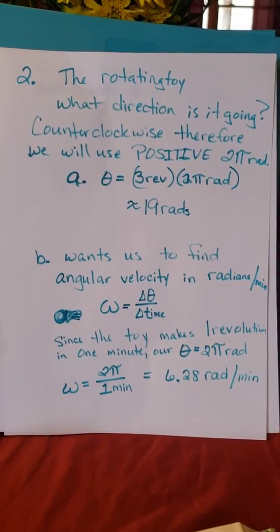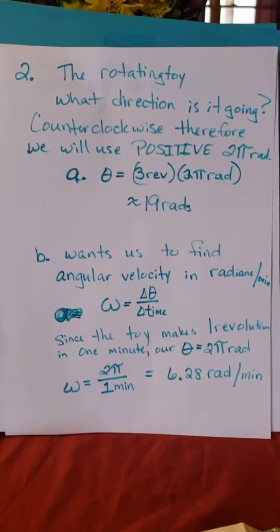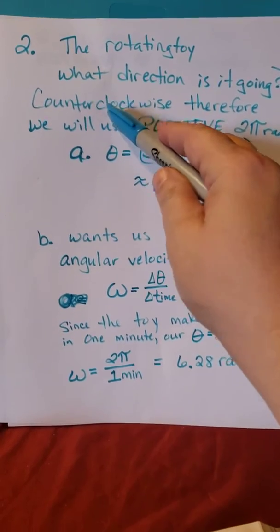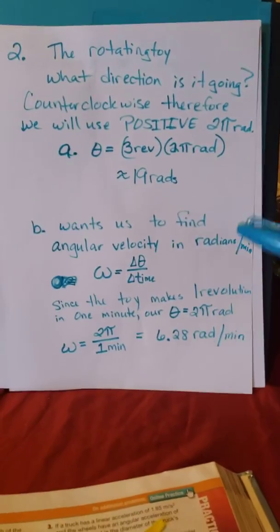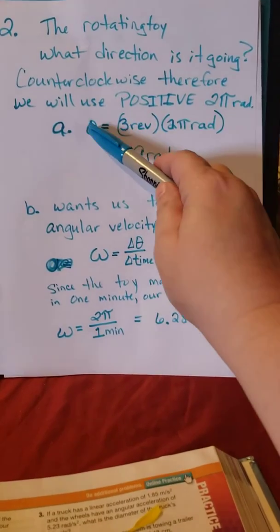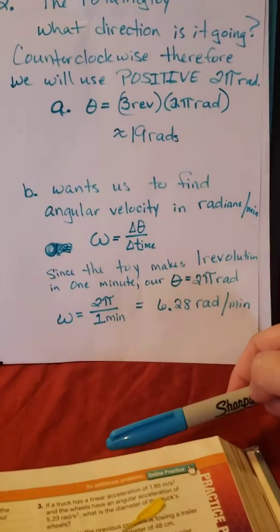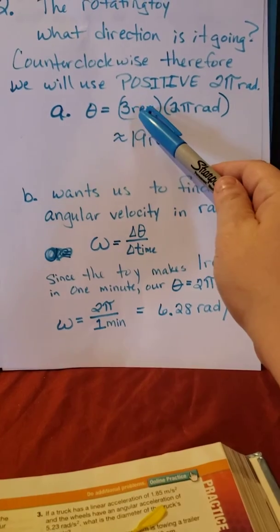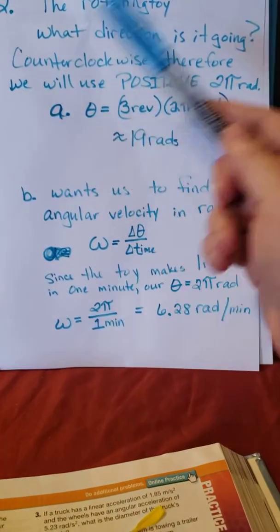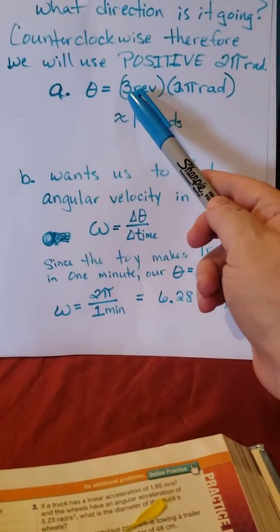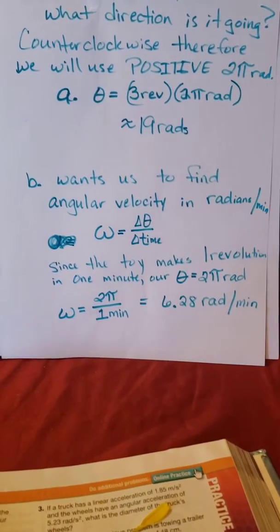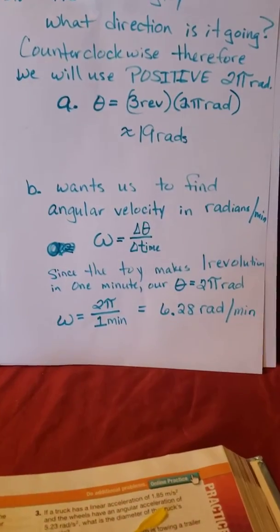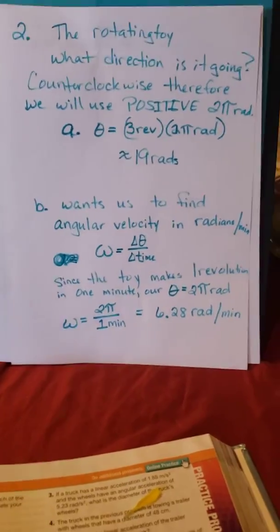All right. So you have to remember that if we're counterclockwise, we're going to use positive 2 pi radians in our formula. So to get angular displacement, we have 3 revolutions in 3 minutes, and we're going to times those 3 revolutions by 2 pi radians. So some of you might be thinking, wait a minute, why are we using 3 revolutions? Let's look back at your book.